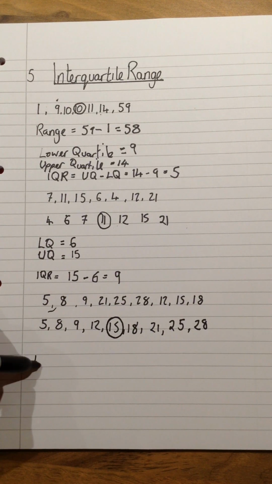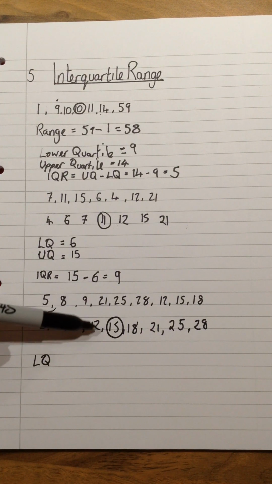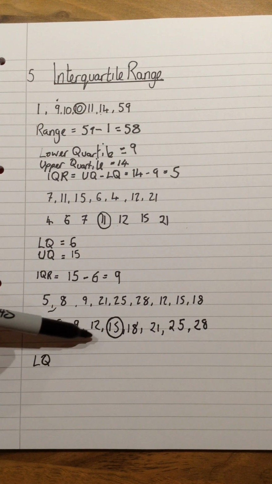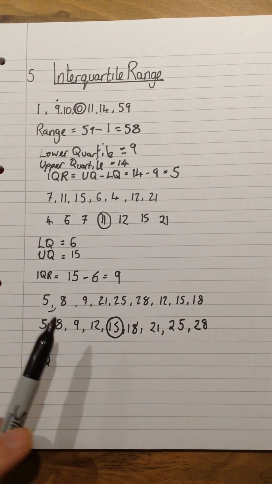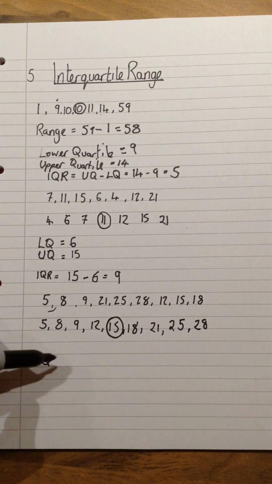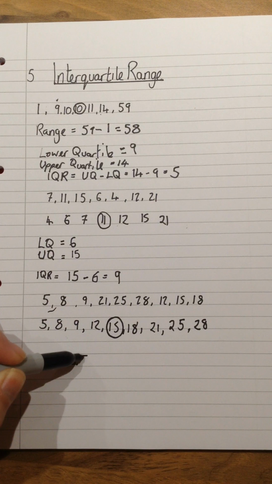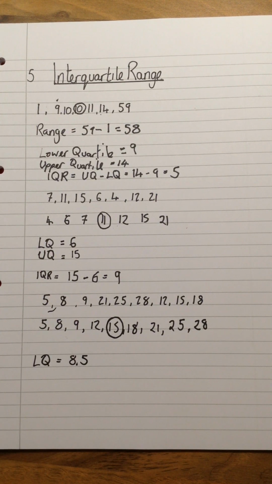To find the lower quartile, we need the middle number of everything to the left of the median. So in this case, because there are 4 numbers to the left of the median, the middle one is here, in between 8 and 9. So what you would have to do is find what number is halfway between 8 and 9. You can go into decimals for this, so we would get 8.5.